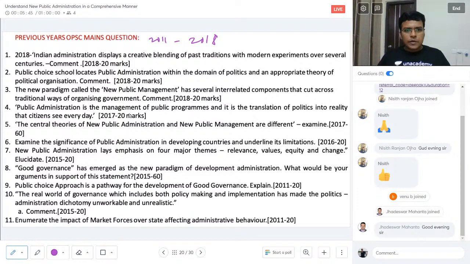New public management, the central theory of new public administration. This is asked as one type. The central theory of new public administration and NPM are different. It means one part of the long question is new public administration. New public administration lays emphasis on four themes: relevance, value, equity and change. This is the second question from new public administration.